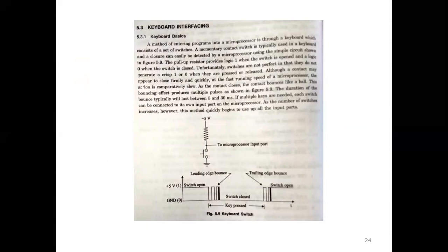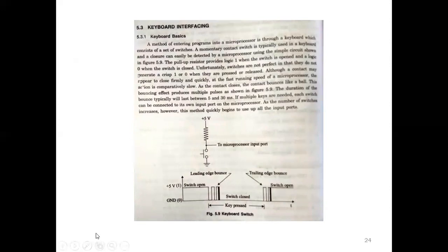It is a method of entering a program into the microprocessor through a keyboard, which consists of a set of switches. A momentary contact switch is typically used in the keyboard, and the closure can easily be detected by a microprocessor using a simple circuit. So generally the keys are made of switches. If you arrange the keys in a matrix manner, we can identify which key is pressed.